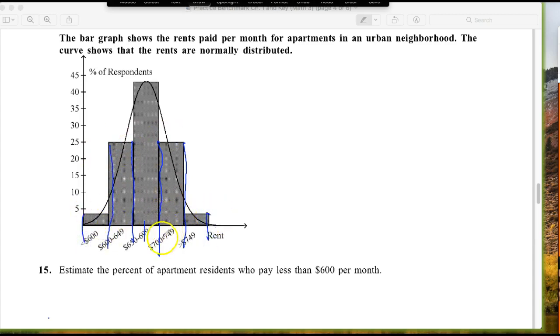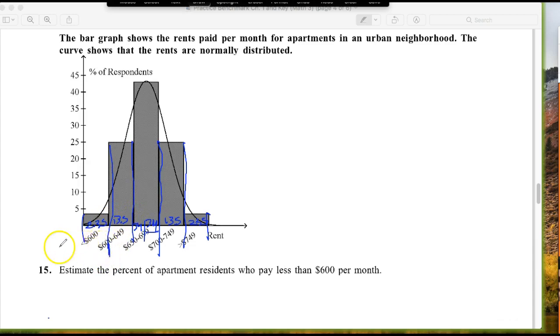So if it's normally distributed, 34% would be here and here. This would be 34%. This would be another 13.5%. And this would be like 2.35% or something like that. Okay. Estimate the percent of apartment residents who pay less than $600 per month. 600 to 649 is here, so 600 would be right here.